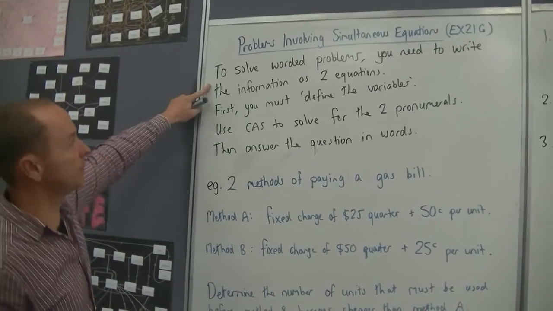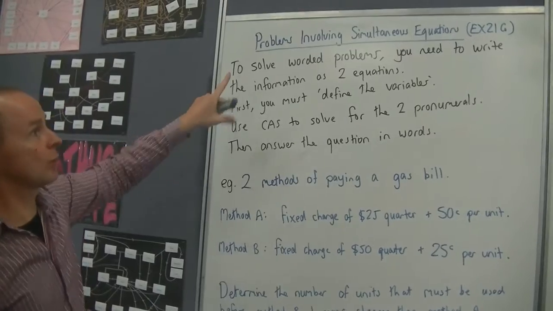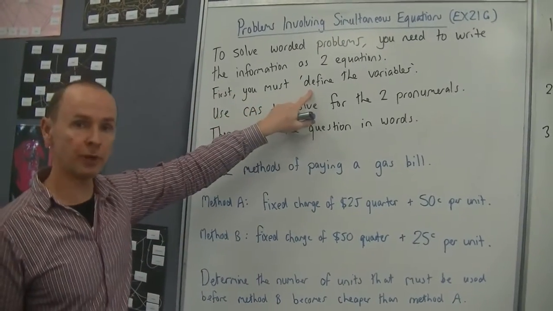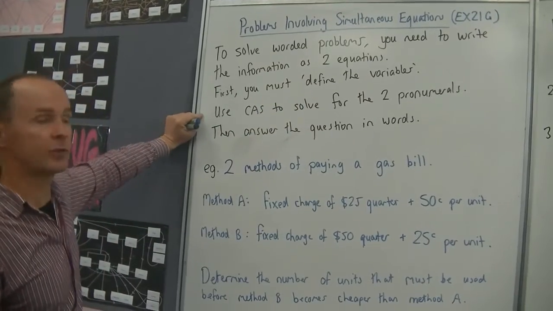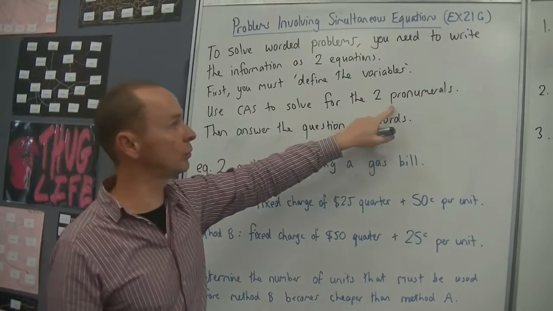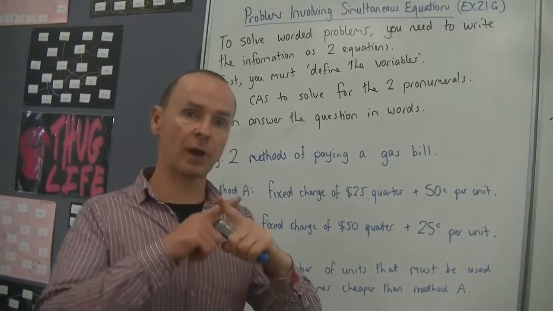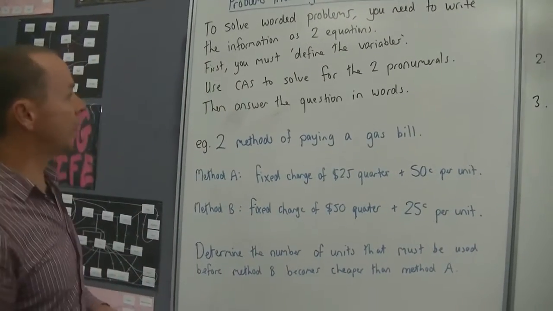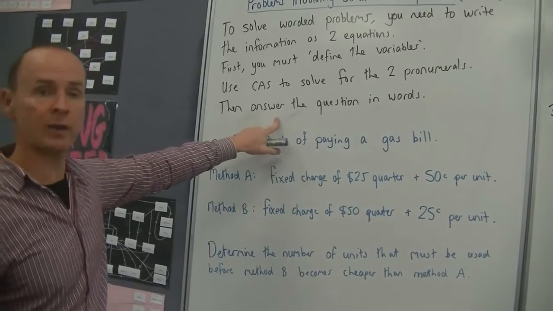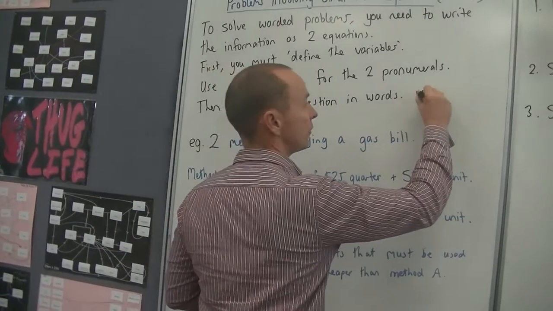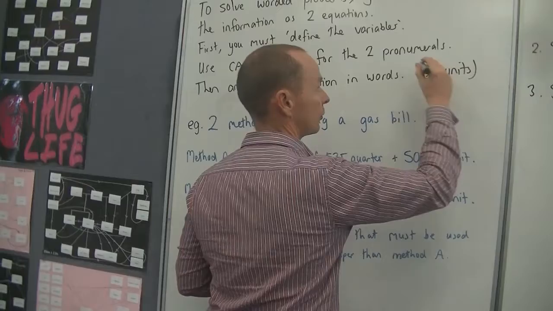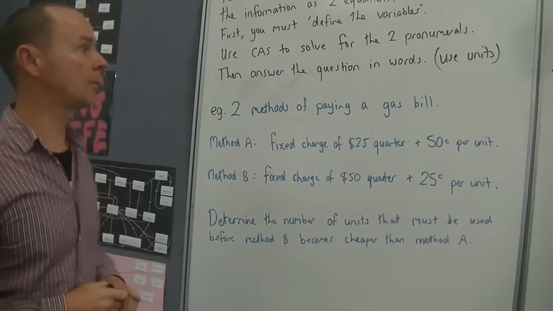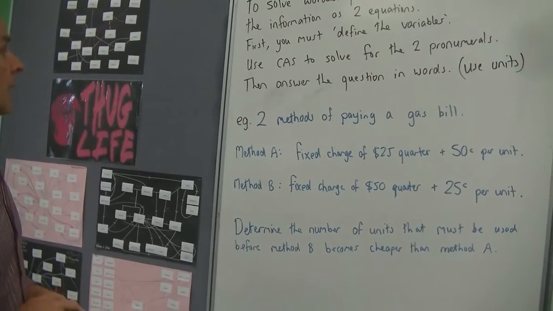Alright, so I've said here all the stuff from last lesson. To solve worded problems, you need to write the words into two equations. You need to define the variables, like we've done in the past. Use CAS to solve for the two pronumerals. So remember, the point of intersection of a graph is actually solving those two equations. And make sure you answer your questions in words, and remember, use units as well, or else you'll lose a mark for units.